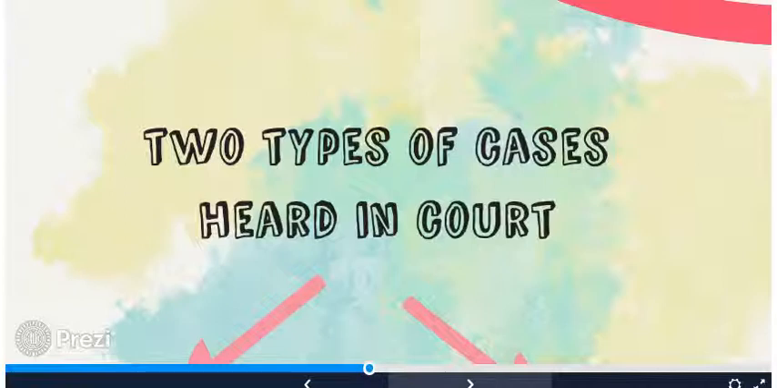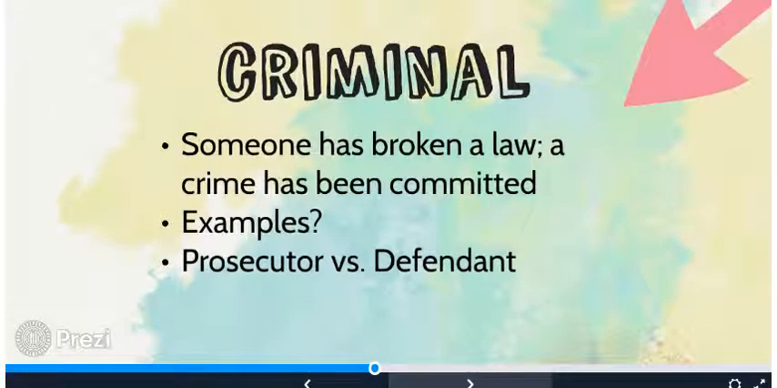Okay, there are two major types of cases that are heard in court, and there are multiple types of courts to answer different questions. So the two main types of cases, number one, is criminal law. So there should be 3 bullet points or 3 boxes on your note sheets, okay? And this particular section corresponds to each box. Okay, so in the top one, someone has broken a law and a crime has been committed if someone were to end up in criminal court.